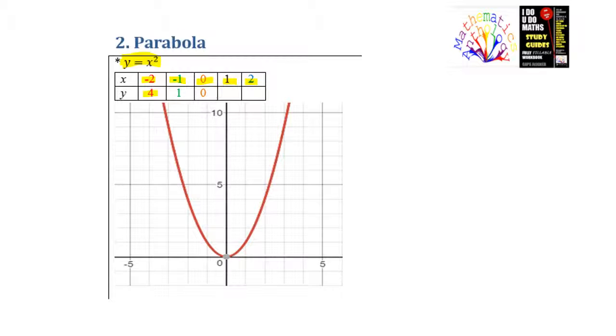The next x value is -1. If I substitute -1 in there, -1 squared will give me +1. 0 squared gives me 0. 1 squared should give me 1 here. And 2 squared should give me 4 here.